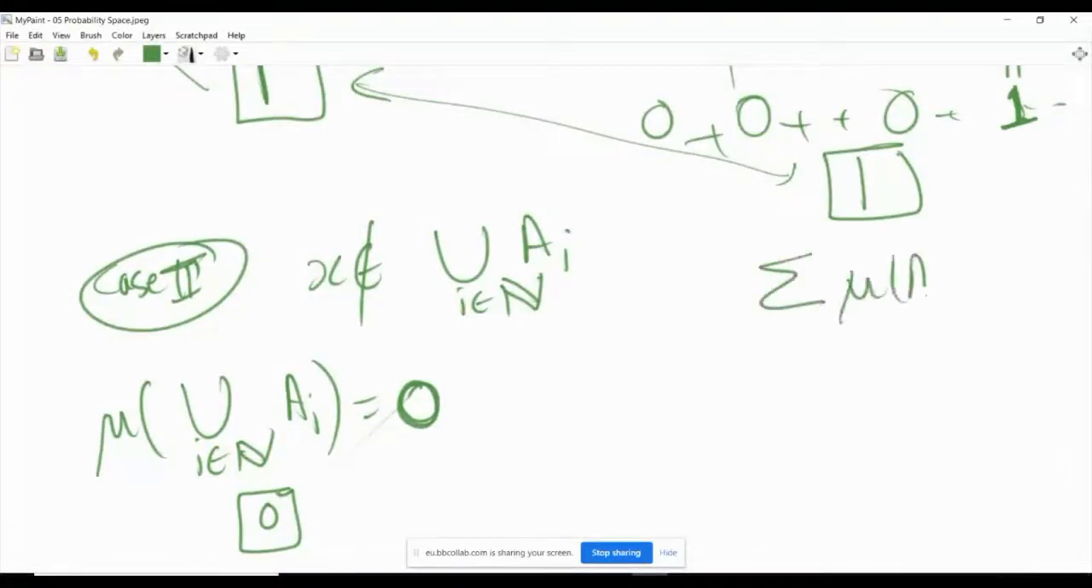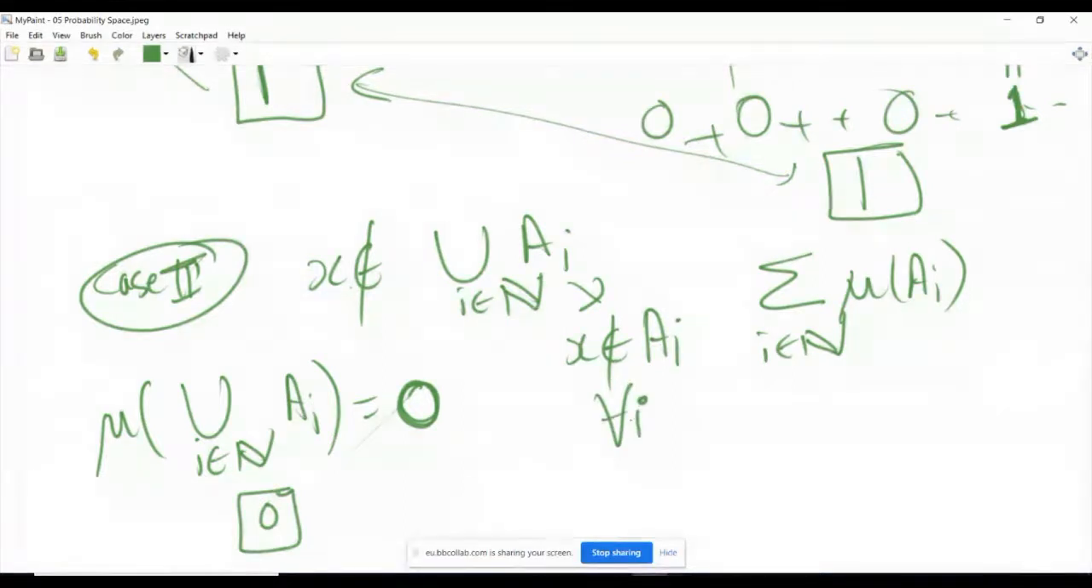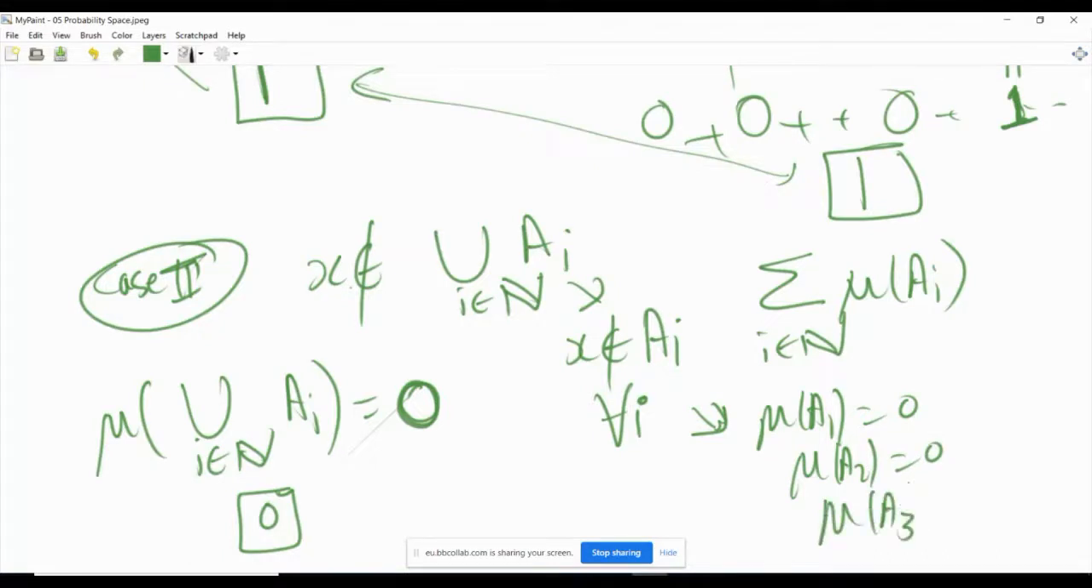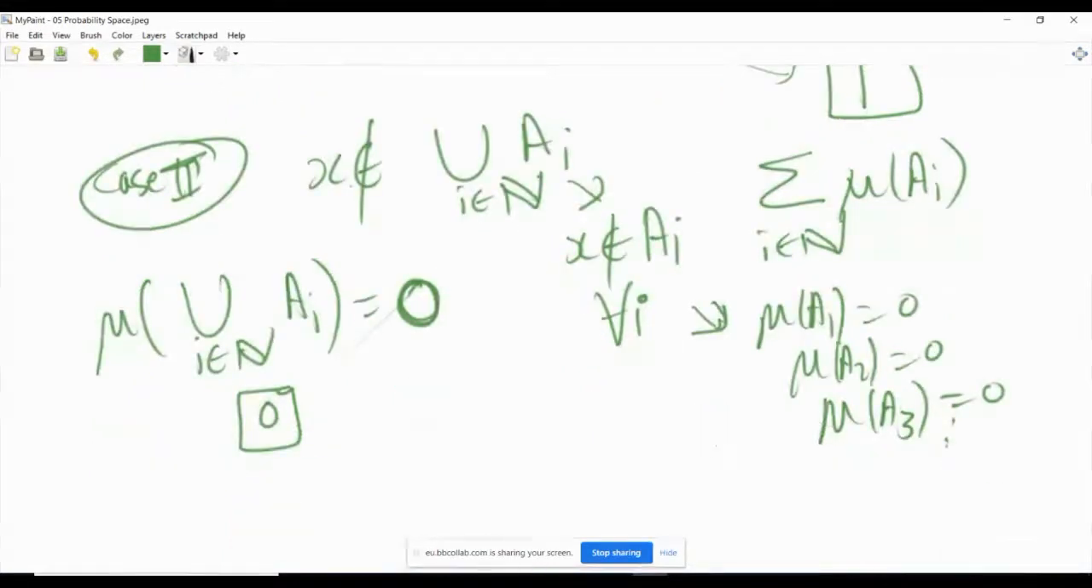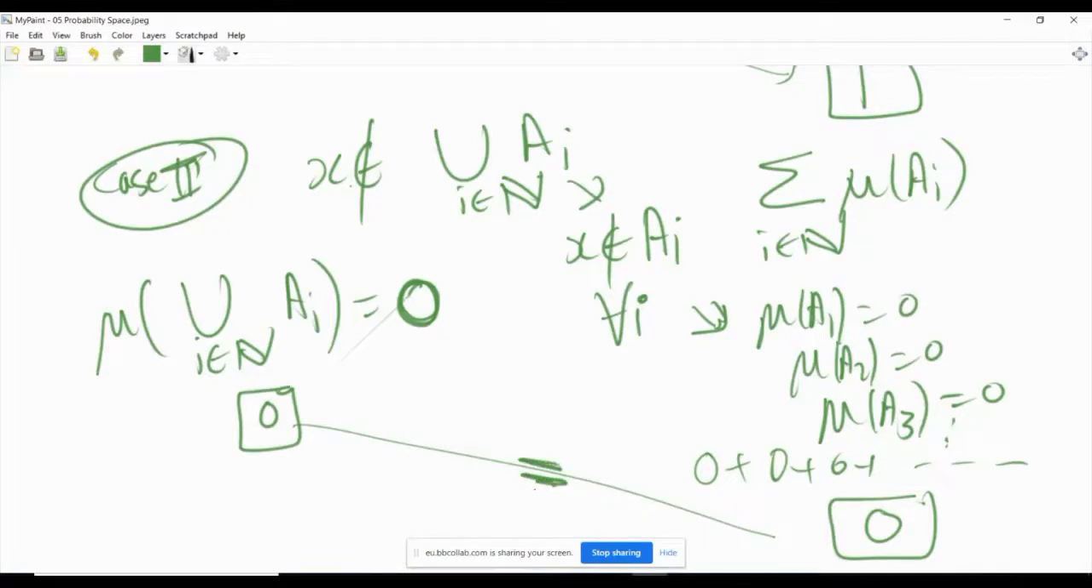What about the summation? Summation of mu of A_i, where i is a natural number. Well, if x is not in the union, then x is not in any A_i for every i. This is the definition actually. To belong to a union, it means that you are in at least one. To not be in the union, it means that x is not in any. So this means that mu of A1 is equal to 0, mu of A2 is equal to 0, mu of A3 is equal to 0, and so on and so forth. So the summation is 0 plus 0 plus 0 plus 0 and so on. So this is also 0, and we have equality.